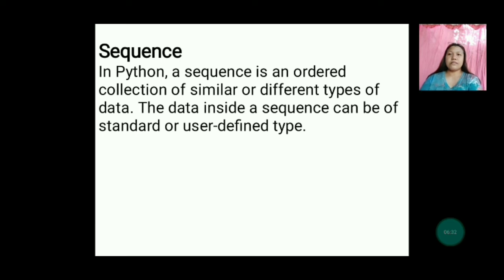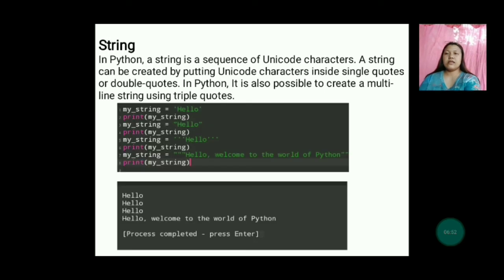Sequence. In Python, a sequence is an ordered collection of similar or different types of data. The data inside a sequence can be of standard or user-defined type. There are three types of sequences in Python, which are string, list, and tuples.